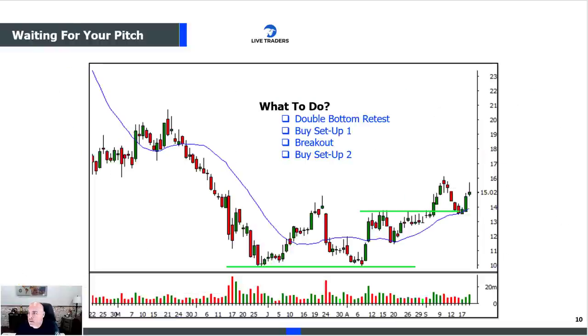Now, this is a chart that has, you could argue, possibly four potential setups on it, right? Four potential setups. You have a stock that's in a downtrend. It bounces, it retests, it bounces, pulls back, consolidates, bounces, pulls back, right? You could argue we have a double bottom retest. We have buy setup number one, okay, which is right there. Breakout, which is over here, and then buy setup number two. So I wanted you to just take a look at this chart because I put arrows on the next chart with exactly where I'm talking about. So just take a clean look at the chart before you see the arrows.